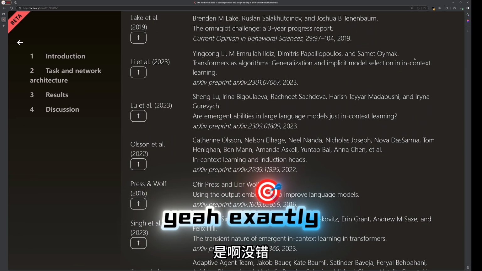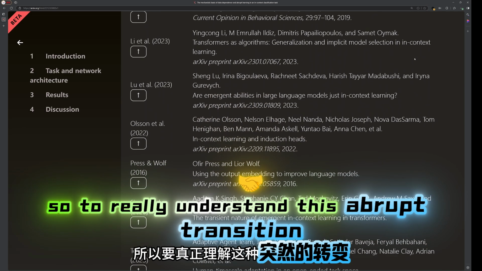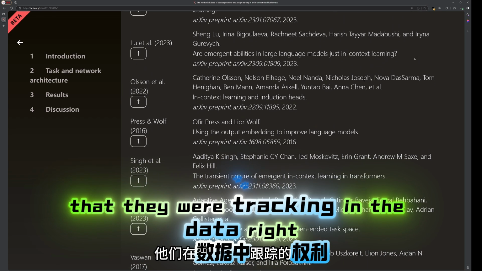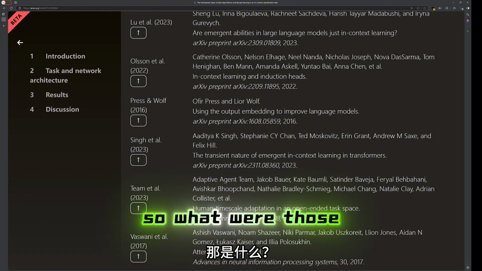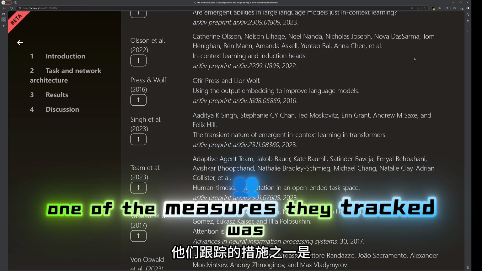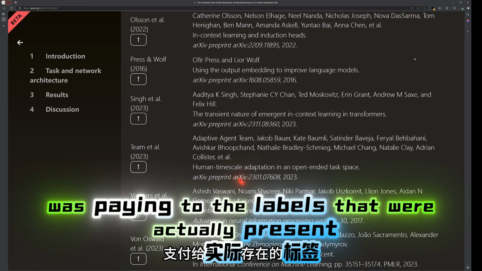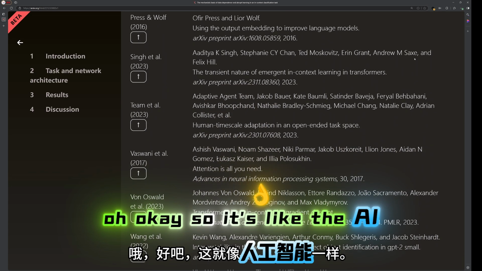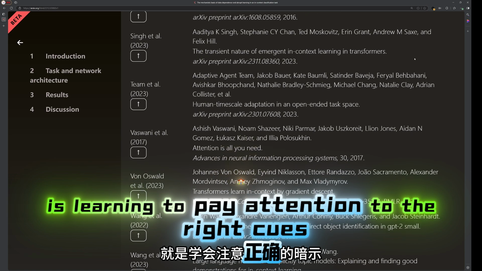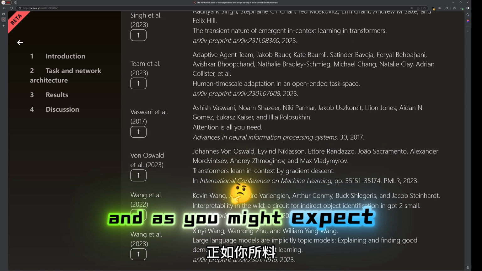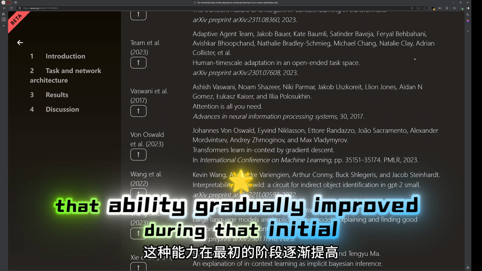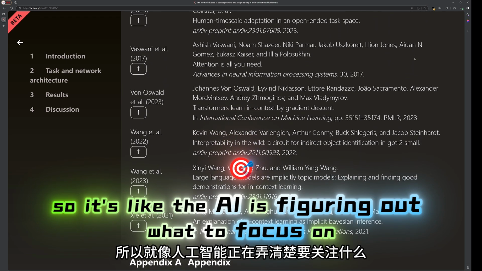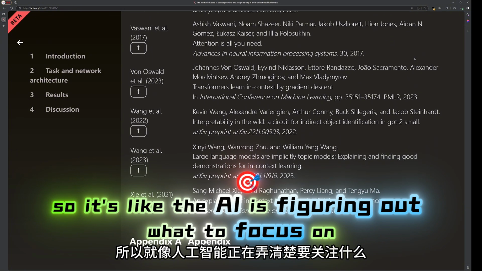Yeah, exactly. So to really understand this abrupt transition, they looked at some specific progress measures that they were tracking in the data. Right. So what were those? Yeah, so one of the measures they tracked was how much attention the AI was paying to the labels that were actually present in the examples. Oh, okay. So it's like the AI is learning to pay attention to the right cues. Exactly. And as you might expect, that ability gradually improved during that initial slow learning phase. So it's like the AI is figuring out what to focus on.